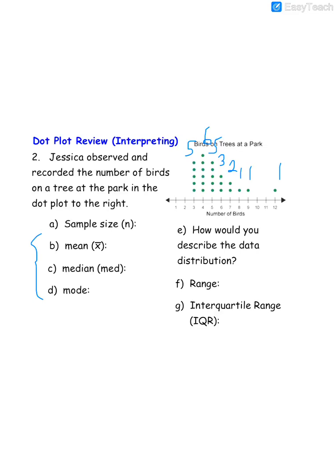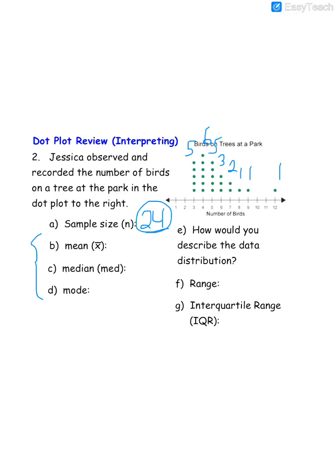So I'm going to just add these up. So 5 plus 6 is 11, plus 5 is 16, plus 3 is 19, plus 2 is 21, 22, 23. I have 24 pieces of data. Okay, mean, median, definitely got to use my calculator.